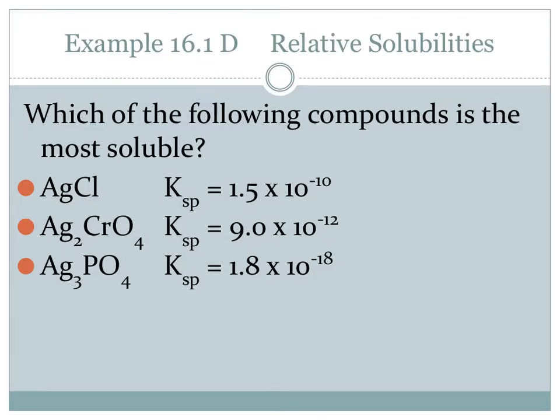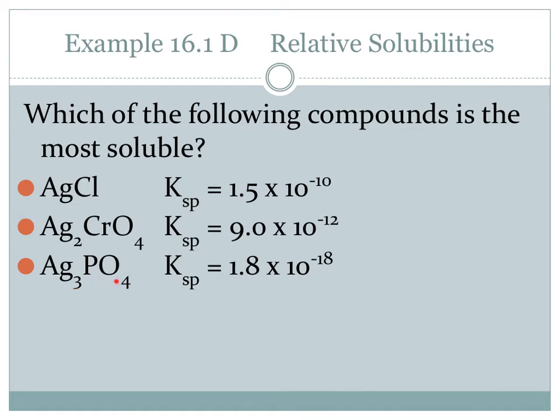This question gets a little bit trickier. Which of the following compounds is the most soluble? You cannot just look at the Ksps like we did for acids and bases, because in acids and bases, we could only do that because all the coefficients were 1-to-1. In this one, we have coefficients of 3s.